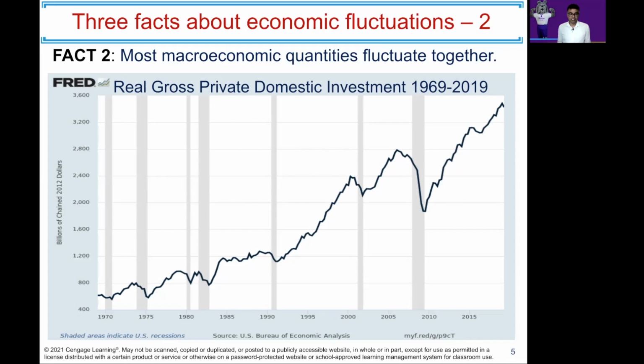Even though investment averages about 1/6 of your GDP, we know this: the declines in investment account for about 2/3 of the decline in GDP during recessions. So different variables have different magnitudes. Even though they have a similar pattern, the magnitude will be different.